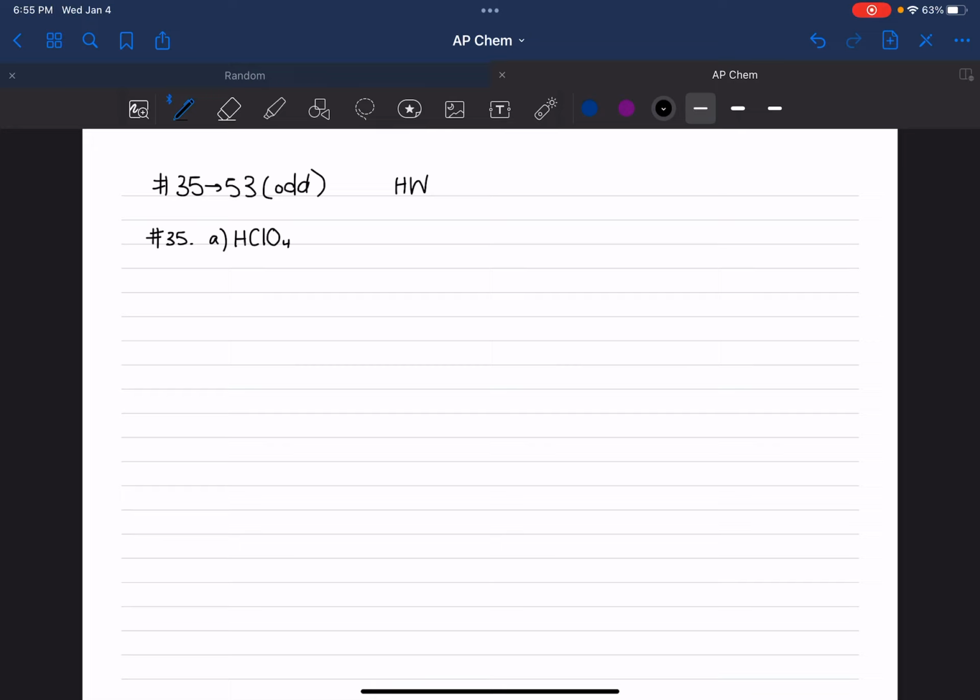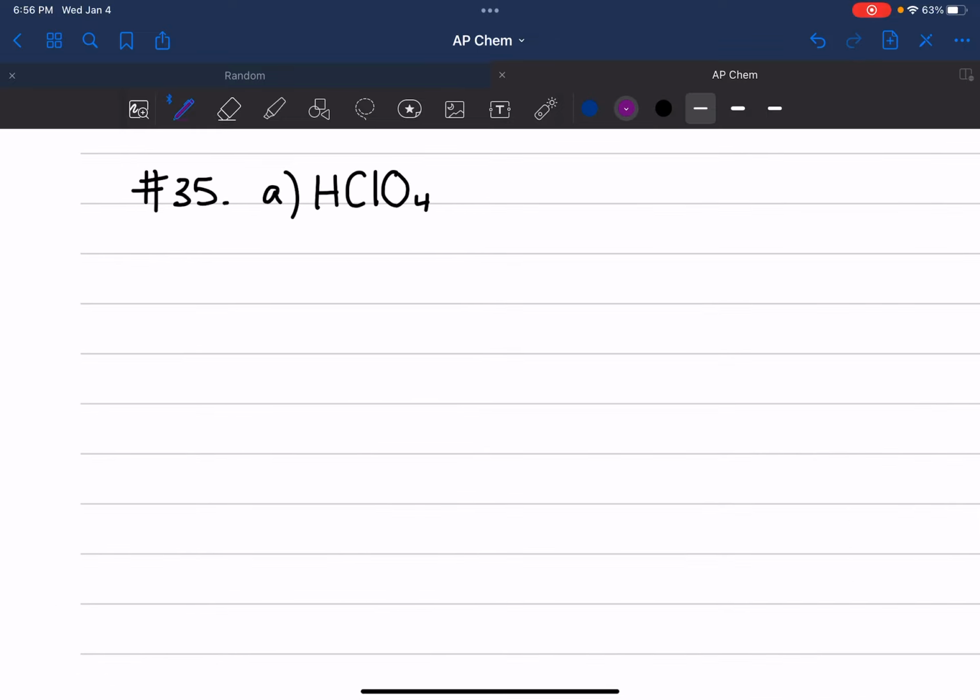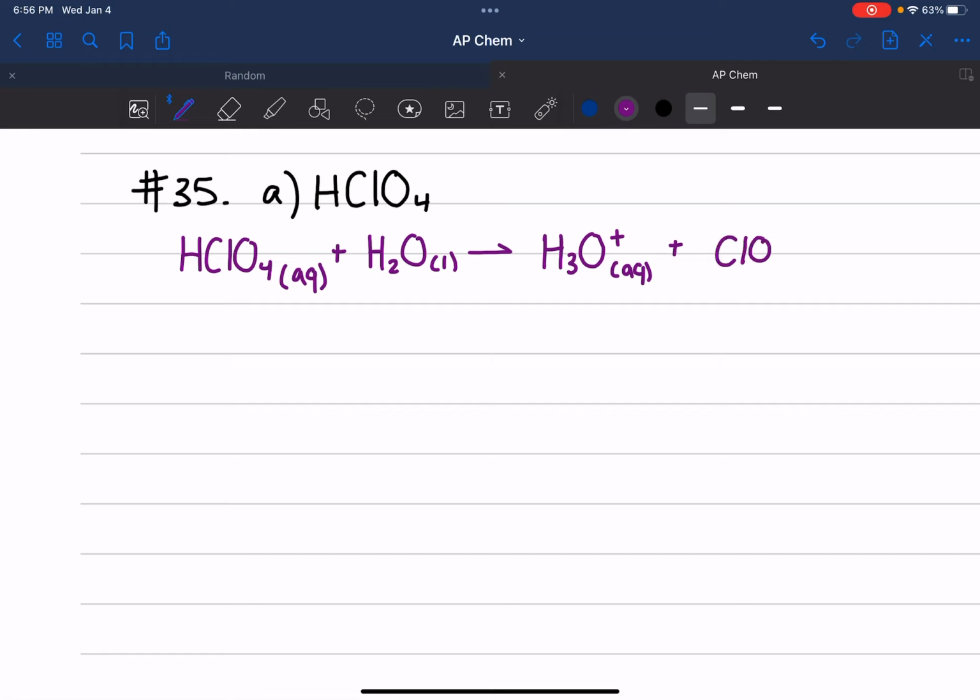Okay, so the dissociation of perchloric acid. We're going to start with perchloric acid, which is HClO4, and dissociating it, we're adding water. H2O is a liquid, and we know that we must have our acid, H3O+ aqueous, plus our conjugate base. Our conjugate base, ClO4 1 minus.